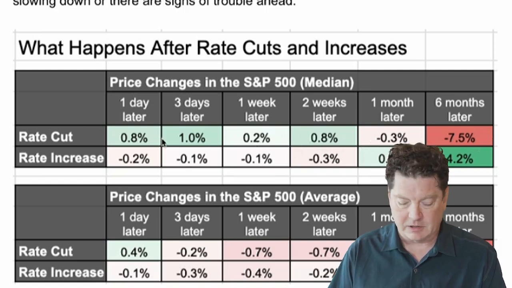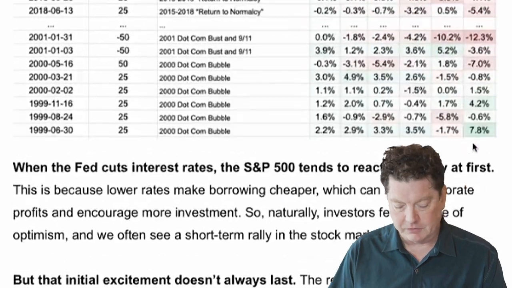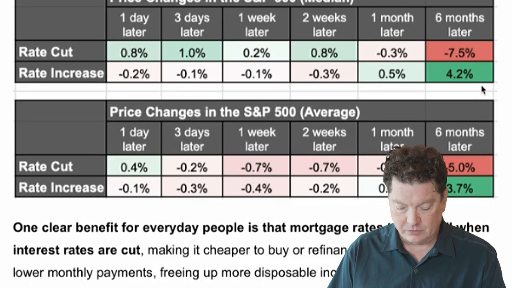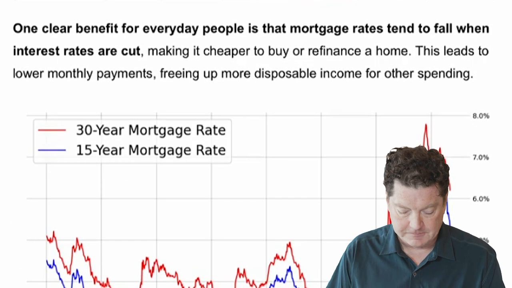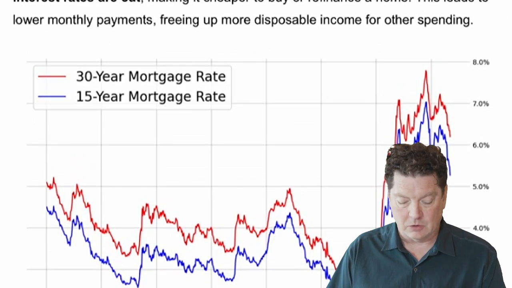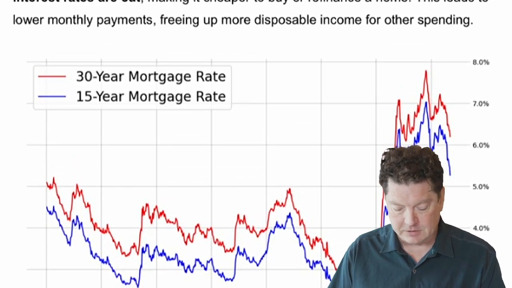And 6 months later, the market was down 7.5% when the rate increased. And they're just distilling this information down for you. 6 months later, for a rate increase, it's up 4.2%. So one clear benefit for everyday people is that mortgage rates tend to fall when interest rates are cut. Let's talk a little bit about that.